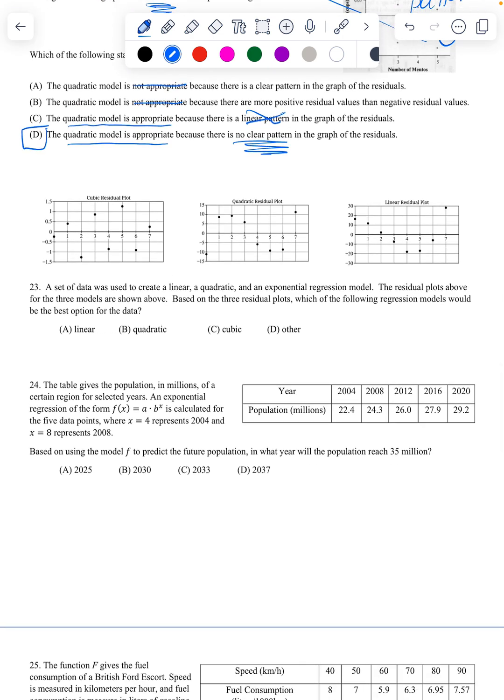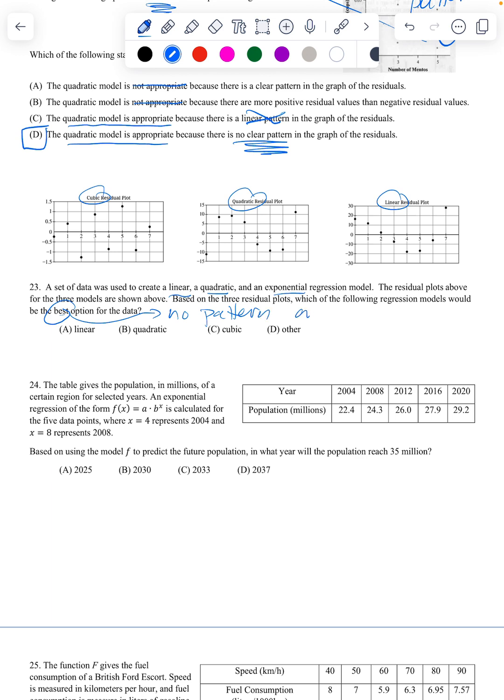All right, 23. A set of data was used to create a linear, quadratic, and exponential. So you can see here that they have that. Except for up here, it says cubic. So we're going to ignore it and go by what this says. The residual plots above for the three models are shown. Based on the three residuals, which of the following regression models would be the best? Keep in mind that the best means no pattern to the residuals.